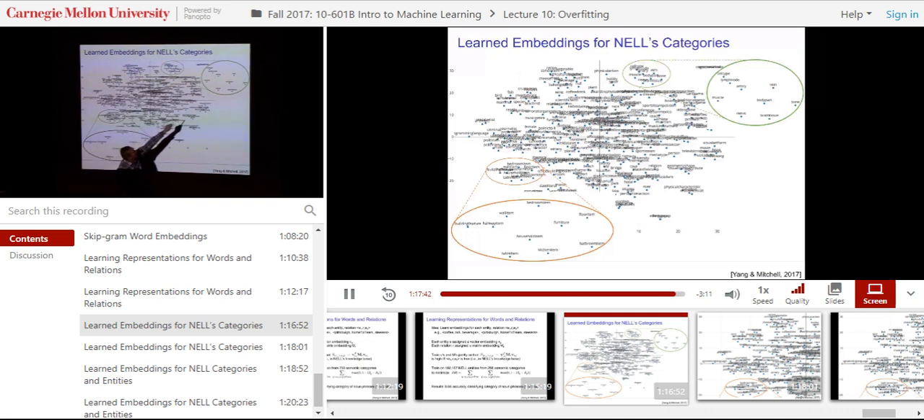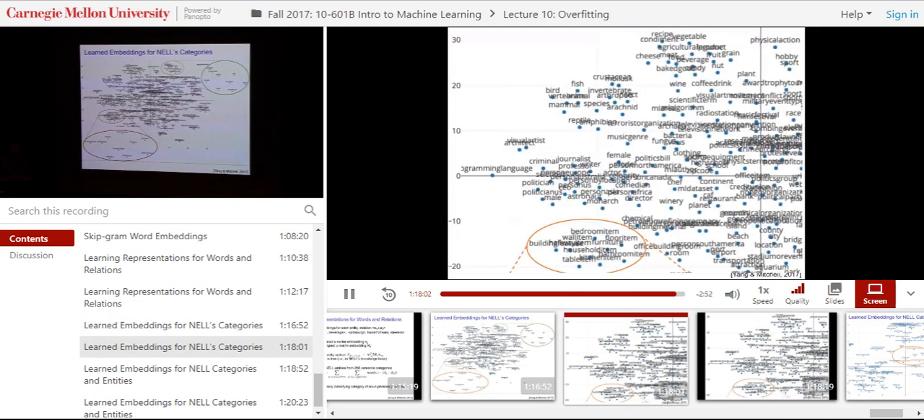Whereas over here in green is another set of categories which are cell type, lymph node, artery, vein, body part, brain tissue, bone. Those are other categories that NELL works with, but their vector embedding is very far away. They're very dissimilar to these. So that's the kind of structure that you get.